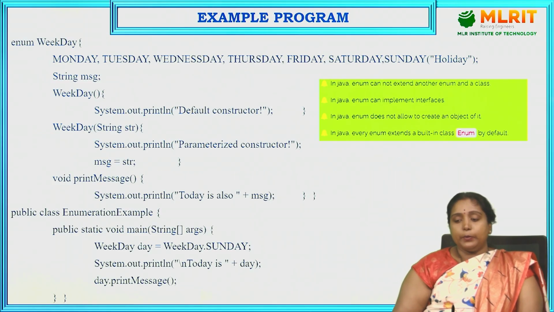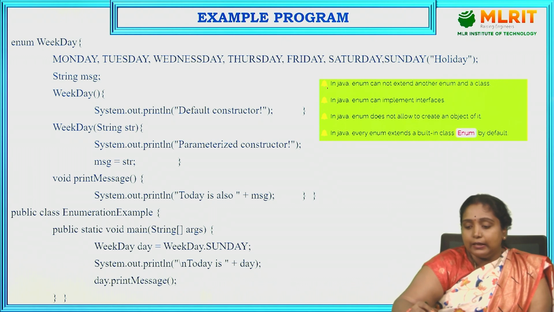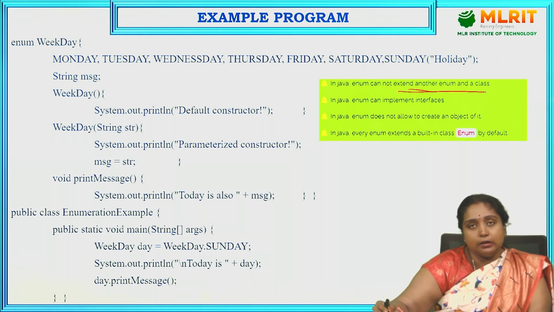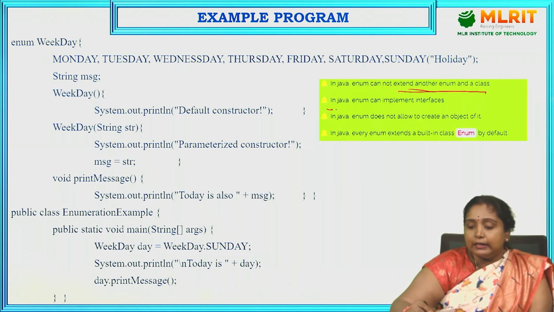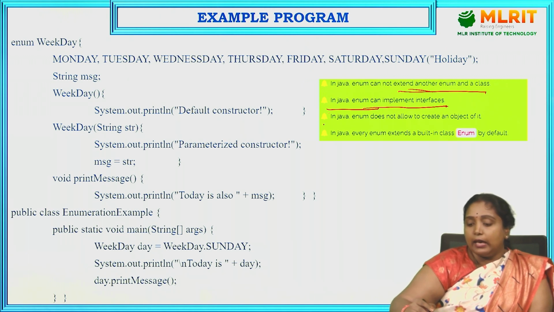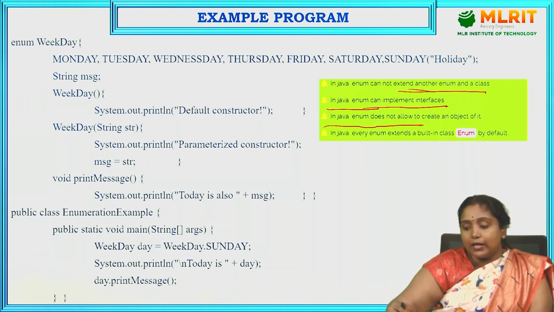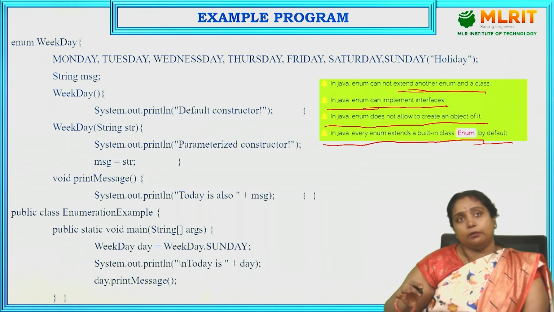Coming to the example program and some more note points. In Java, an enum cannot extend another enum or a class, and in Java, an enum can implement interfaces. In Java, an enum does not allow you to create an object of it, and in Java, every enum extends the built-in class Enum by default.